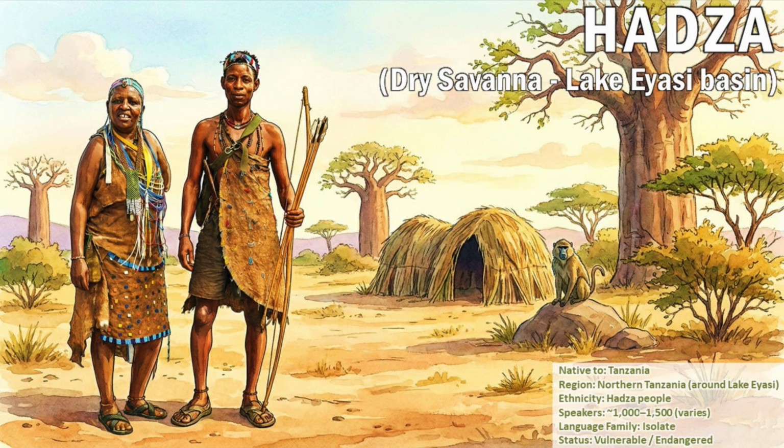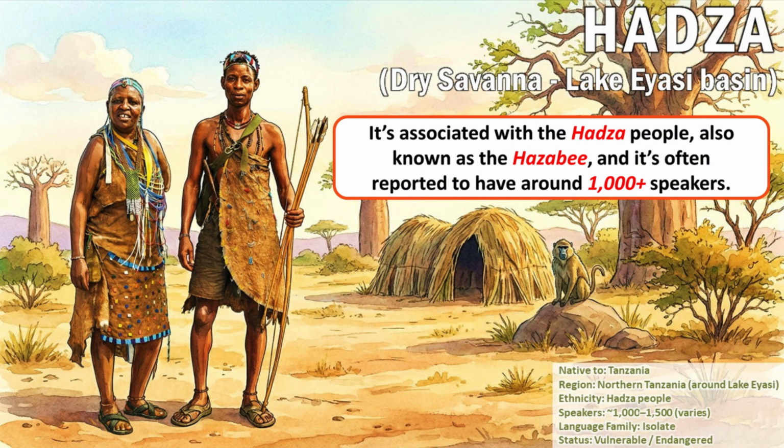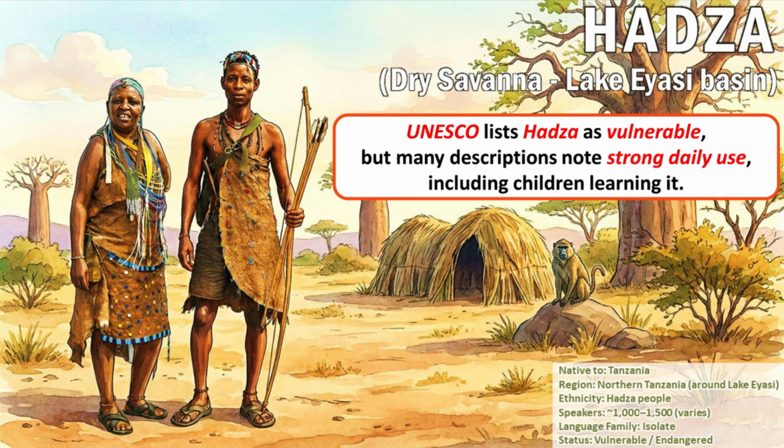And finally, we have Hadza, sometimes called Hadzane, another famous language isolate. Hadza is spoken in Tanzania, especially around Lake Kx'a in north-central Tanzania. It's associated with the Hadza people, also known as the Hadzabe, and it's often reported to have around 1,000 plus speakers. UNESCO lists Hadza as vulnerable, but many descriptions note strong daily use, including children learning it.